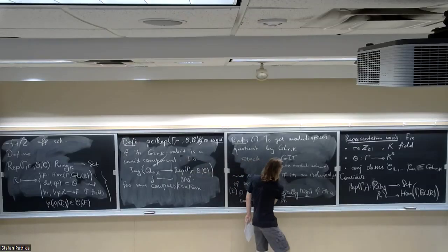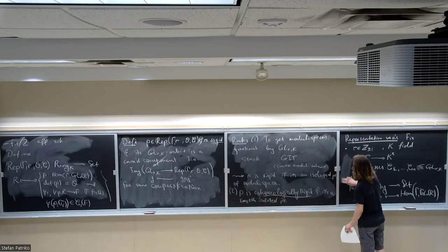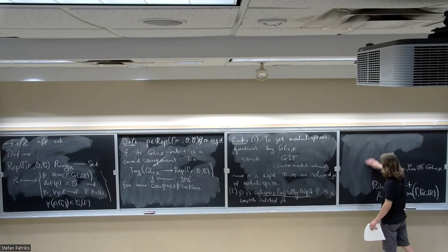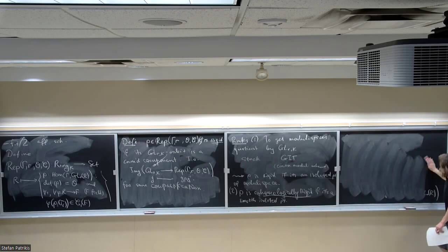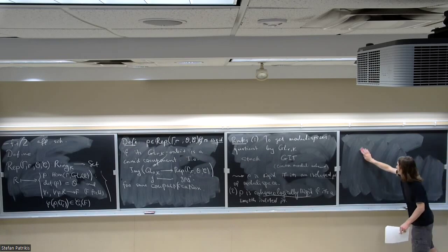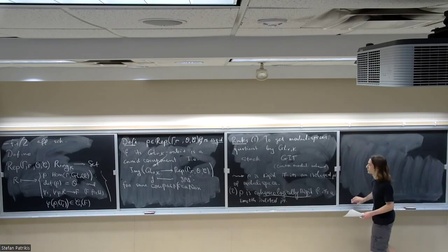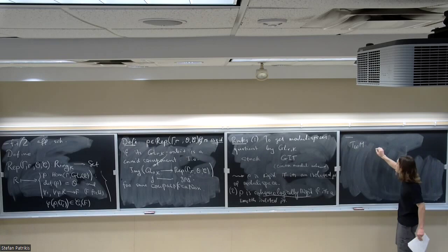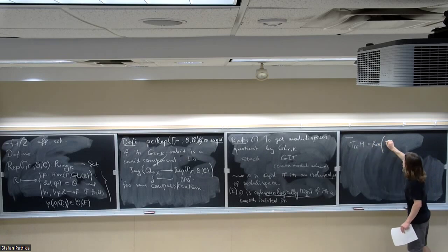So maybe I'll say why this is called cohomologically rigid. This comes down to the Zariski tangent space. If you want to compute the Zariski tangent space of this moduli space, our representation, something like this.